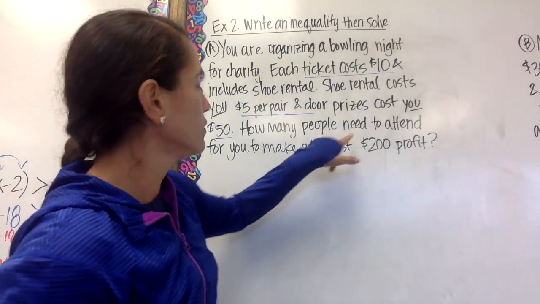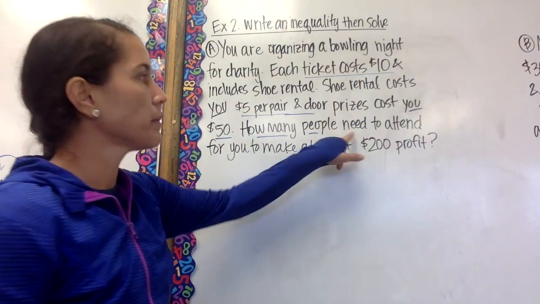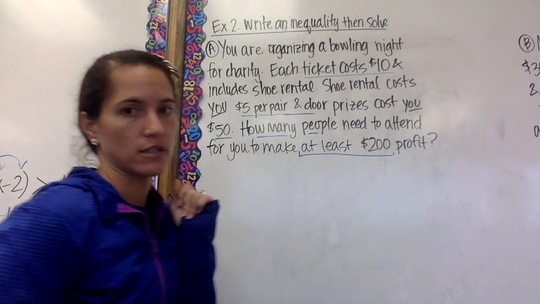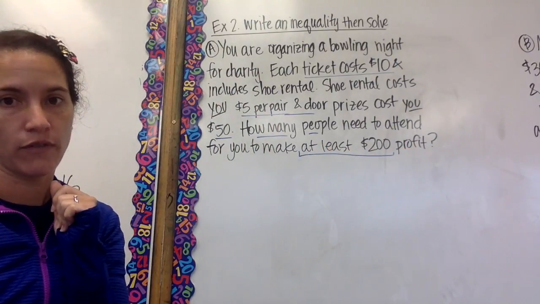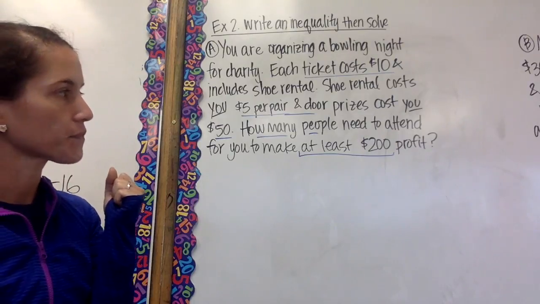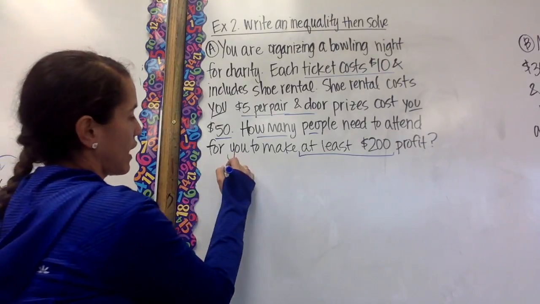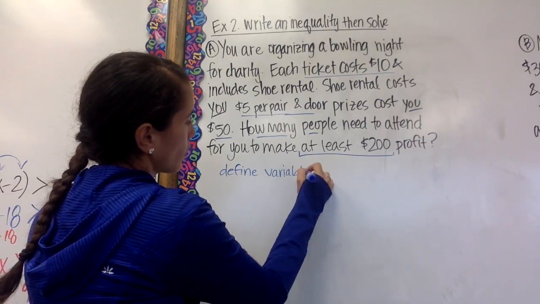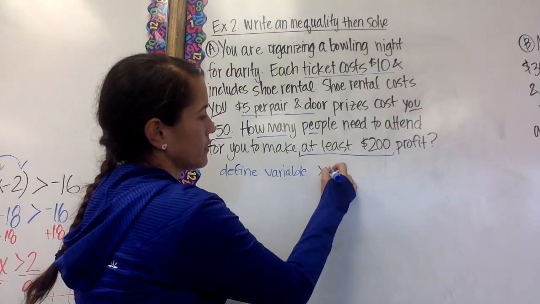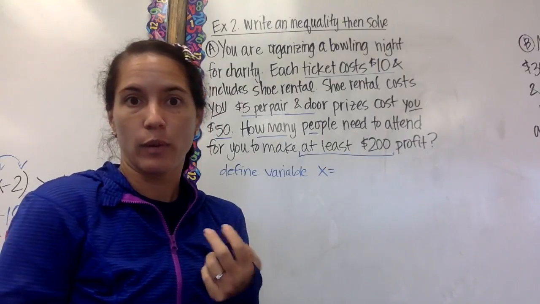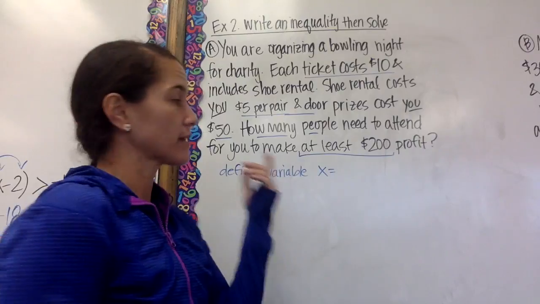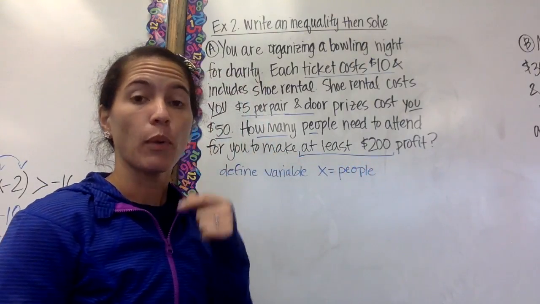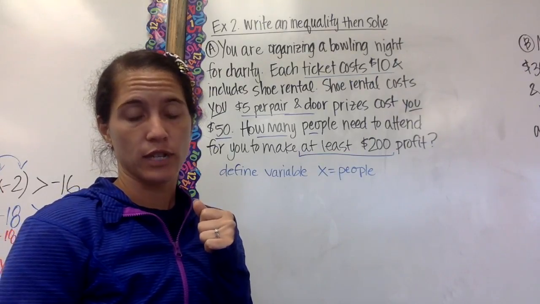How many people, so there's our question, how many people need to attend for you to make at least $200 profit? So there's some important information for you to take in. First, you need to define what your variable is. Okay, so I always use x. So what is x going to represent? Whenever you have a word problem, you need to define your variable. For this problem, x is going to represent your people. The number of people coming to your bowling event. That's what your variable represents.